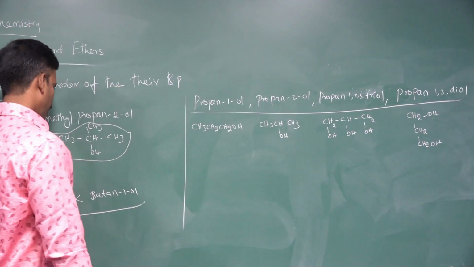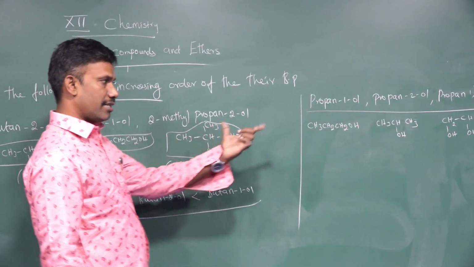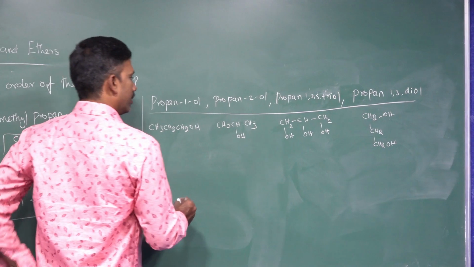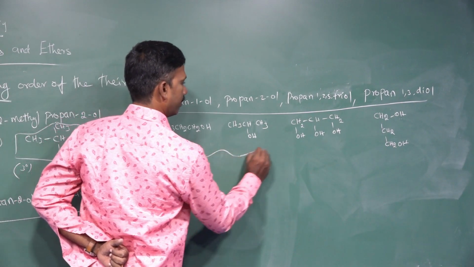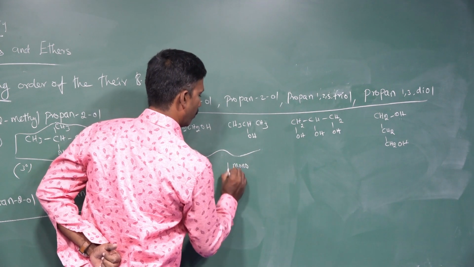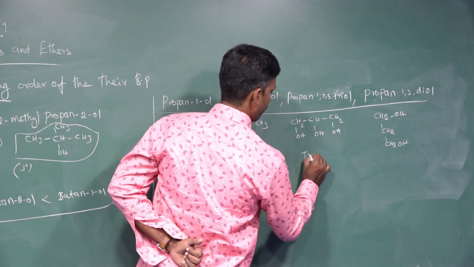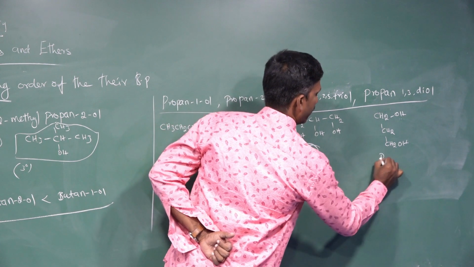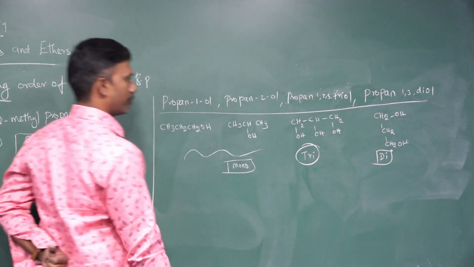Now, this is easy. These are not isomeric alcohols; they are different alcohols. These two are monohydric, with only one OH. This is trihydric, with three OH. This is dihydric, with two OH groups. Okay.